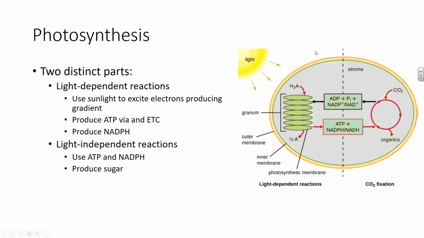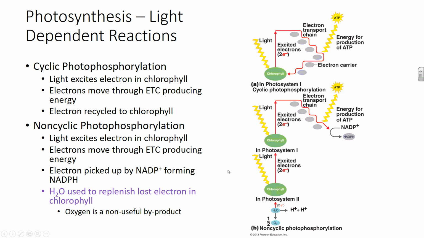Looking over here at this picture, you can see on the left-hand side, we have the light exciting the electrons, producing our ATP and NADPH. Those molecules will then go over here to the light-independent reactions, enter into a cycle where we're producing our sugar source. So let's break that down a bit more. I've stolen an image from a different textbook to really explain this to you. In detail, looking at the light-dependent reactions, there are two ways this can occur.